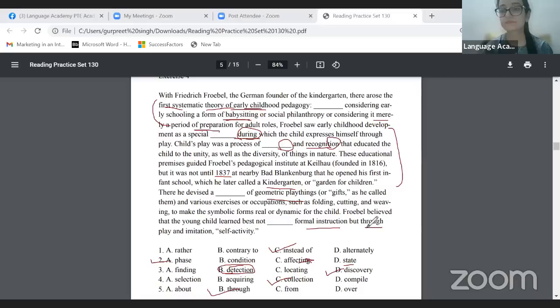Right? All good with this question? I'll have a look at it, Muhammad, after the class finishes.